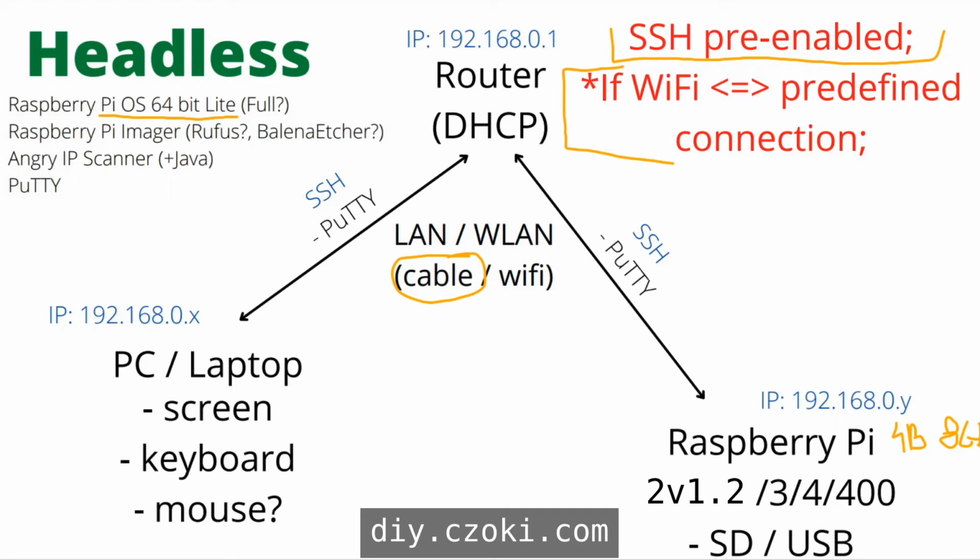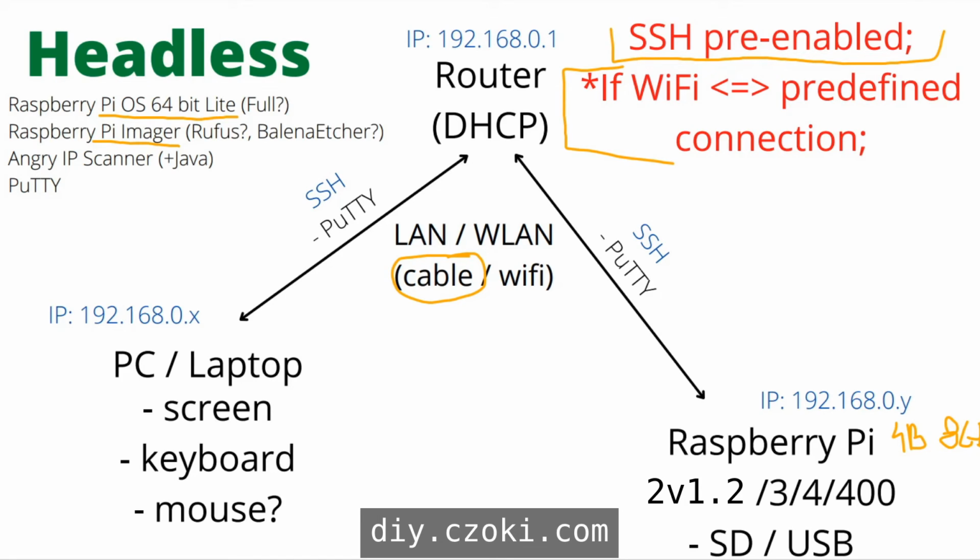We'll have to burn the operating system image onto our SD or USB, and if you have Rufus or Balena Etcher pre-installed, you may use those. I'm going to show it in the Raspberry Pi Imager, as this one allows installing many other dedicated operating systems for Raspberry Pi. So that's what we're going to go with.